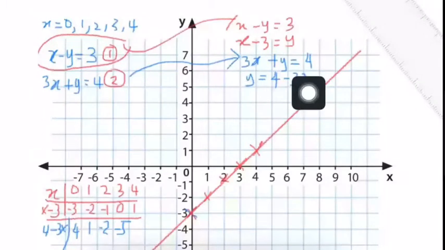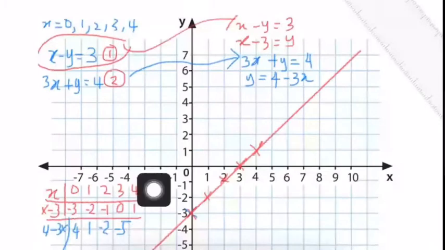So sekarang bila x 4, 3 kali 4, 12. 4 tolak 12 berapa? 4 tolak 12, 8. Negatif 8. So it's negative 8 here.